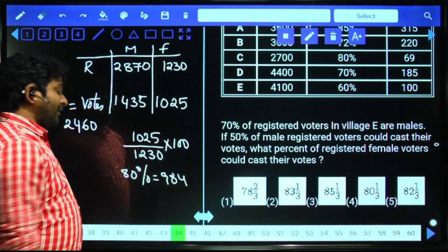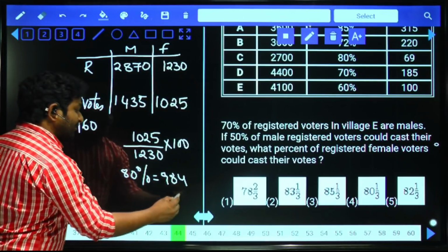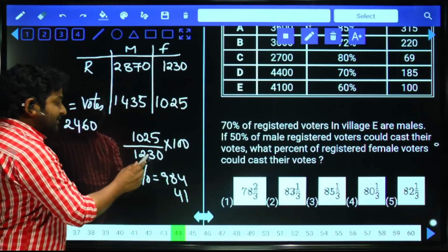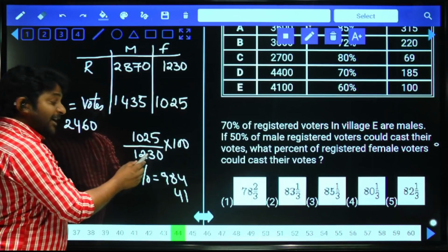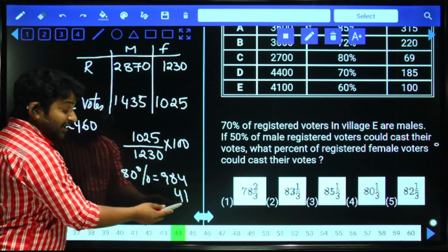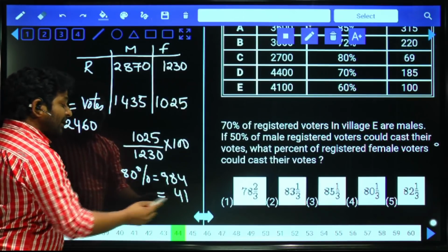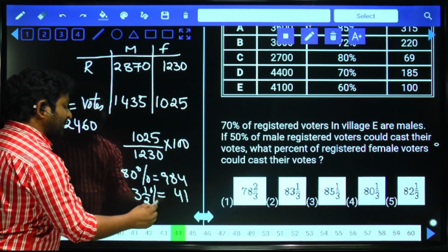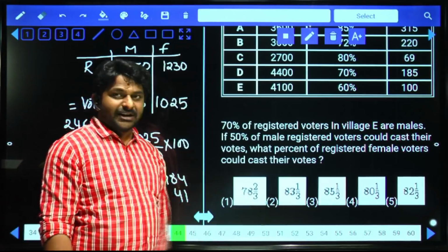984. To get the numerator 1,025, we still need to add 41 here. 1% is 12.3. 4% will be 48 point something. 3% will be 36 point something. This is more than 36 and less than 48. So this value will be in between 3% and 4%. Approximately I am taking it as 83%. Answer should be 83 something. That is the second option, right?